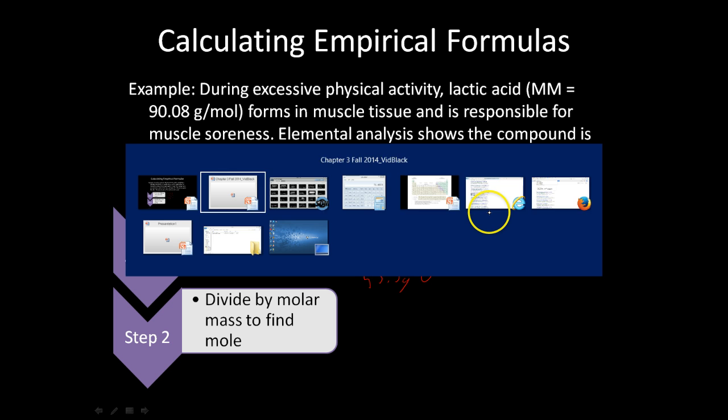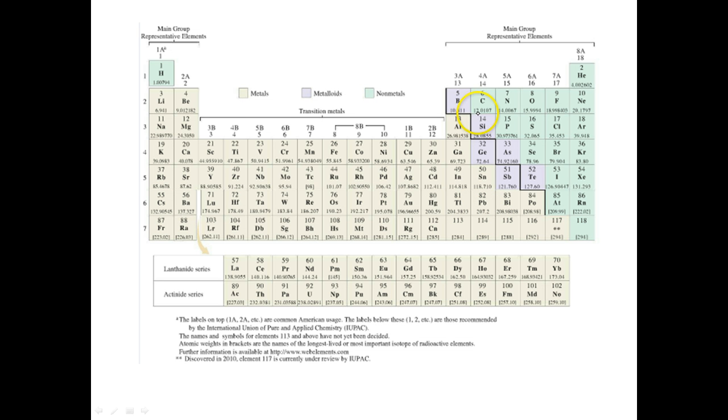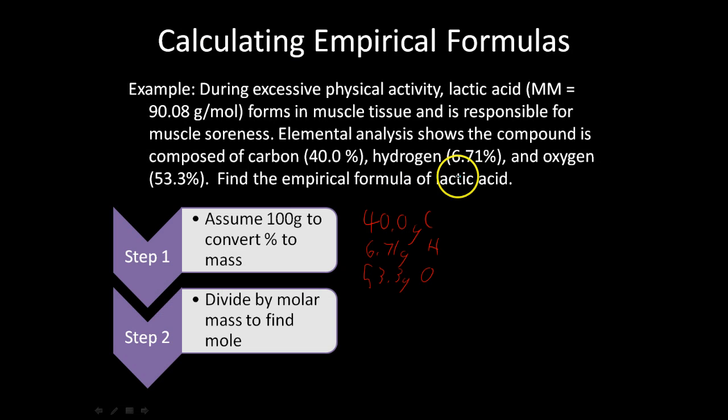So going back to our periodic table, which is right here, carbon is found right here, so it's 12.0. We need to keep at least the same number of significant figures, so 12.0 grams per mole. So if we have 40.0 grams of carbon and 12.0 grams per mole, that means we would have a certain number of carbon atoms.